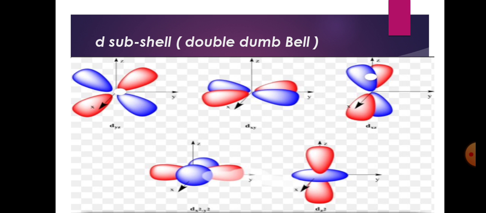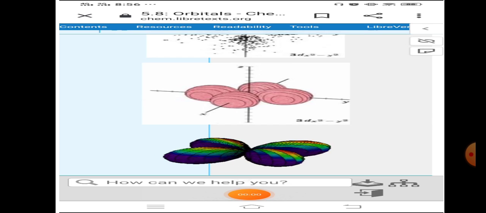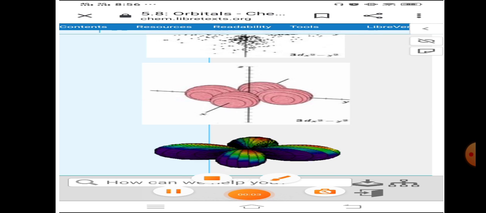Now these are the orientations or the rotation of the 5d orbitals. The first one is dyz, then dxy, dzx, dx square minus y square, and dz square. Then you can see on your screen the orientation of the d orbitals along the x and the y, then along the x and the z, then the x square and the y square. Then we have dyz, the orientation of the d orbital along the y and the z.